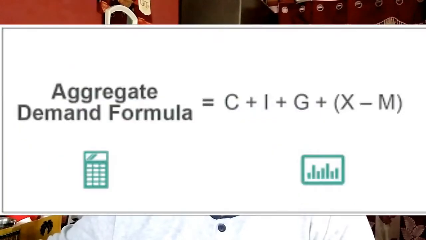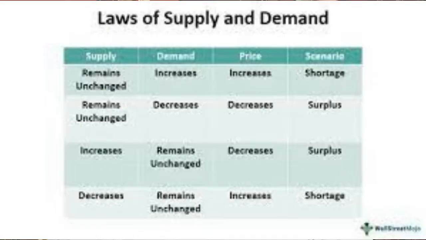And the next point is, what are the 7 determinants of demand? Price of product: the single most impactful factor on a product's demand is the price. Tastes and preferences: consumer tastes and preferences have a direct impact on the demand for consumer goods. Consumers' income, availability of substitutes, number of consumers in the market, consumers' expectations, and elasticity.